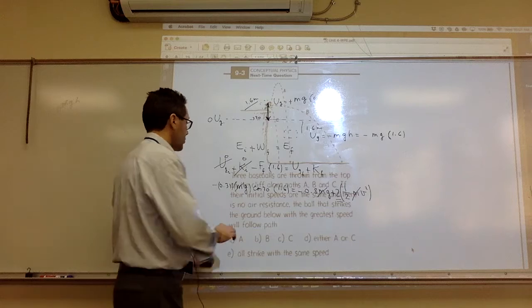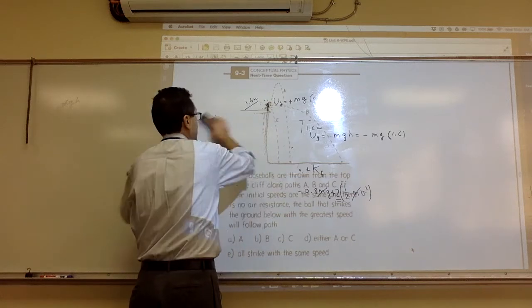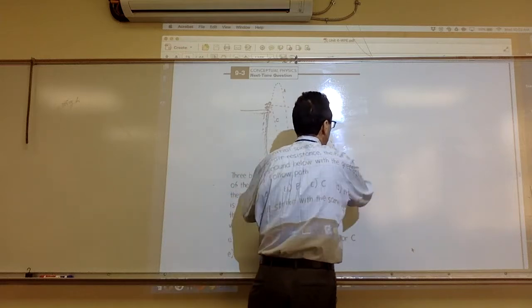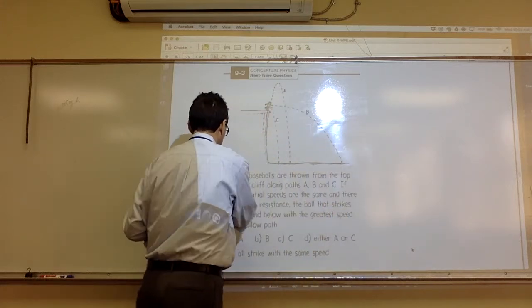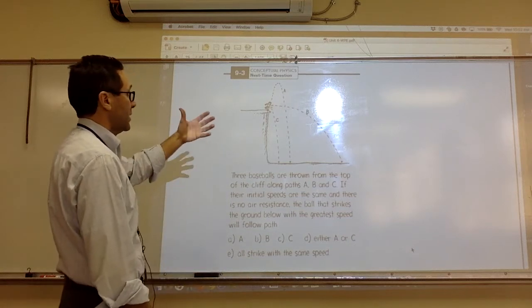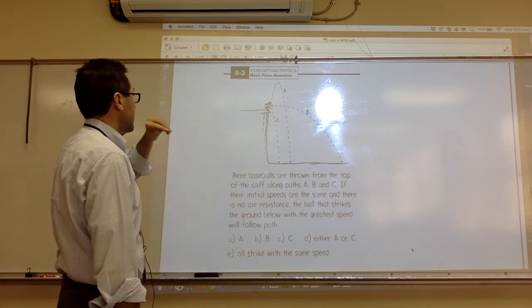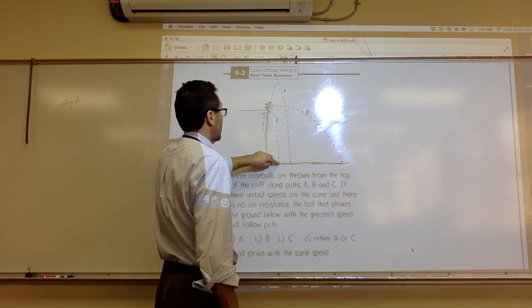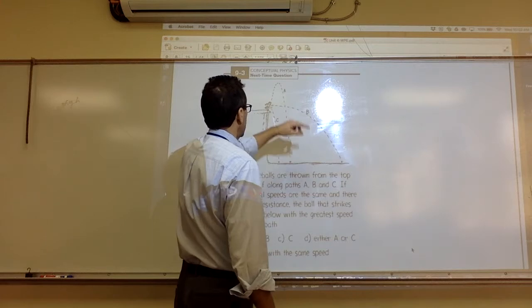All right, let's look at this problem here. For this one, it doesn't matter how we throw the ball as long as we throw it with the same speed, whether it's up or down. Now don't confuse this with the time that they're going to stay in the air. C is going to stay the least amount of time, then B, then A.